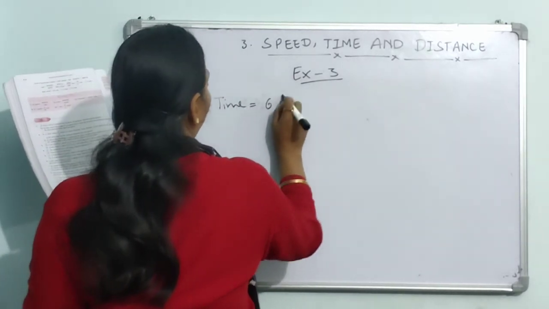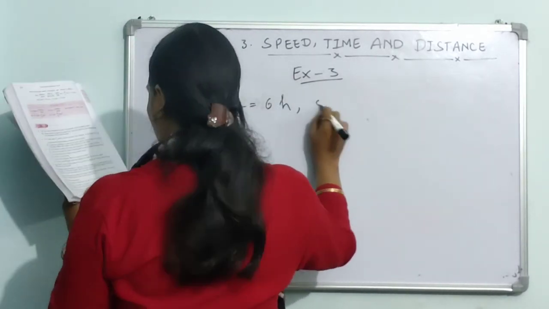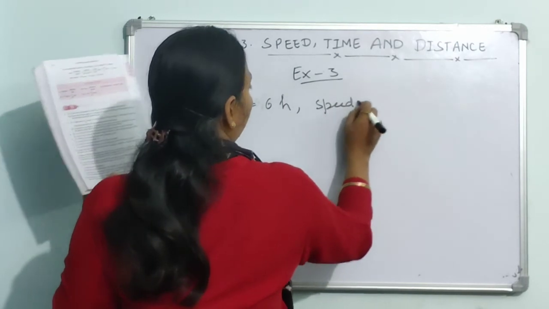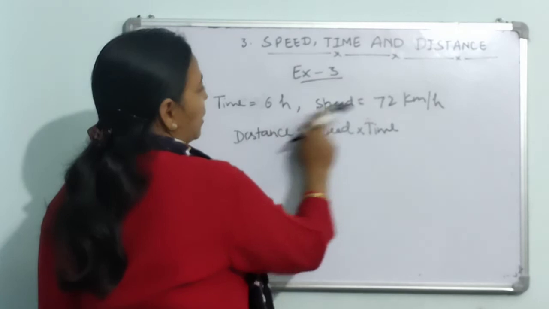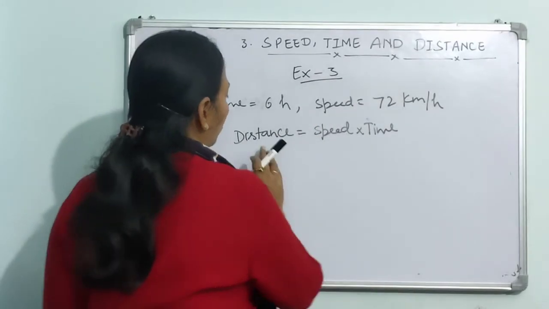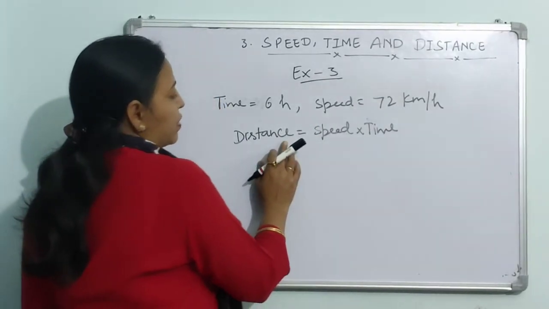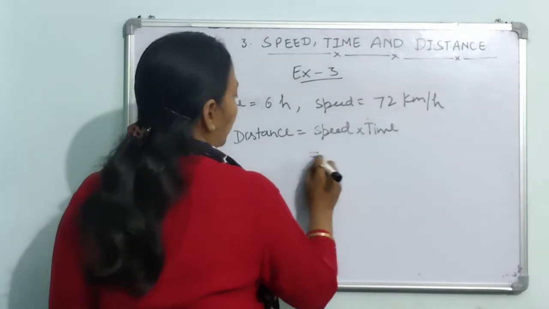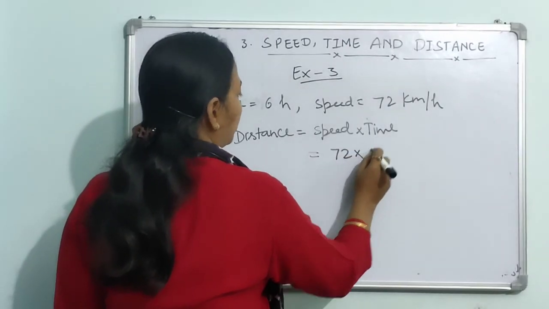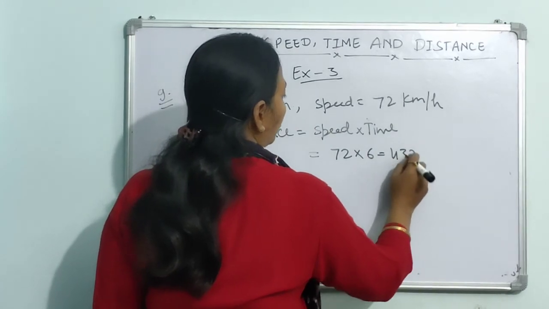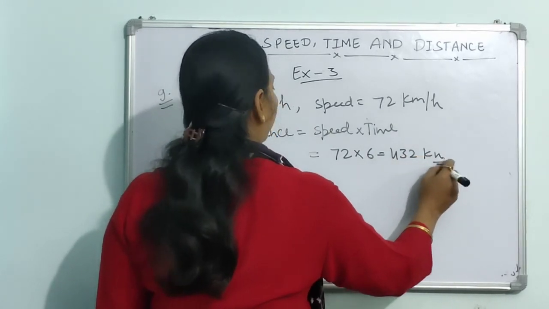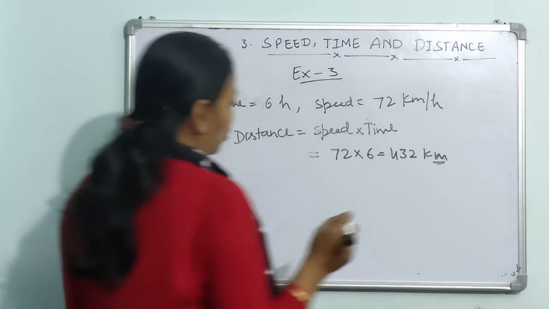Time is equal to 6 hours and speed is 72 kilometers per hour. So you have to calculate the distance. Distance is equal to speed into time. Speed is 72, time is 6. So 6 twos are 12, and 432 kilometers will come. The distance will be 432 kilometers.